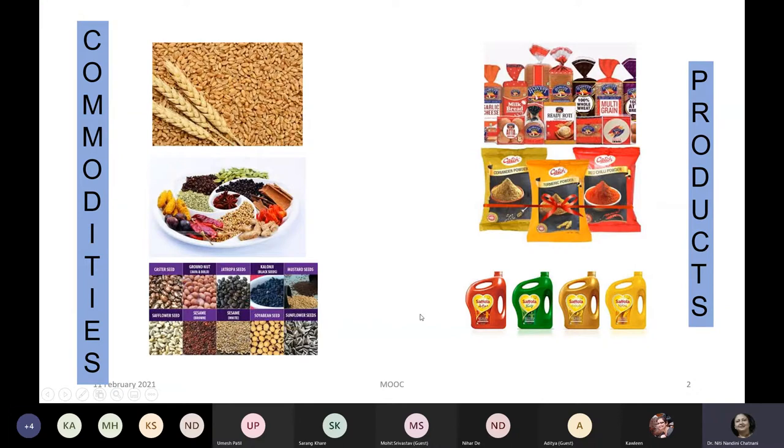These are commodities, but when they are crushed and made into oil, and then that oil may be fortified with vitamin A and blended with some other oils, and then packed and then branded and then advertised and then promoted, all those things, then it becomes a product. So today our focus is going to be only on commodities. Products are a different way of dealing with altogether. So we are only looking at commodities.